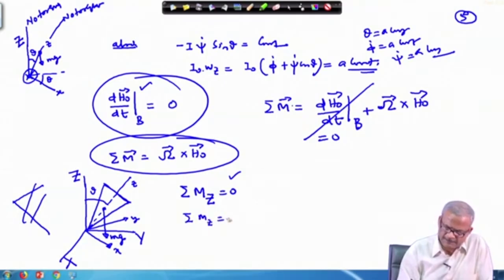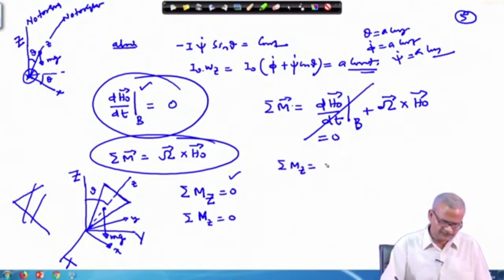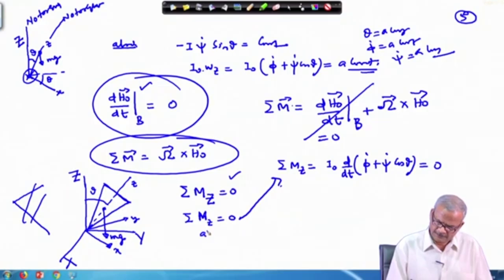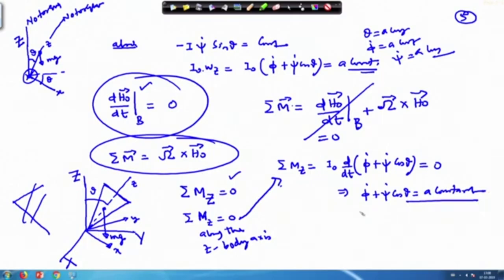So, E m small z, this quantity also is 0, and you can solve for this. If we try to work it out, E m z, this equation we have written as I 0 d by d t of phi dot plus psi dot cos theta. If this quantity is 0, this particular one is along the z body axis. So, this implies that phi dot plus psi dot cos theta will be a constant. And let us assume that this quantity phi dot plus psi dot cos theta, we give some name to this. Let us say we write this as beta.